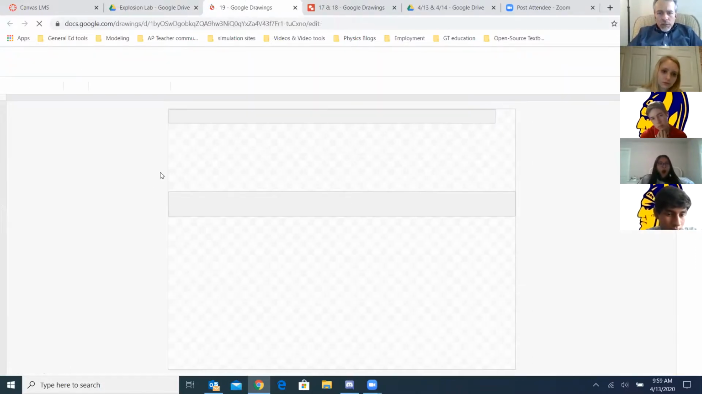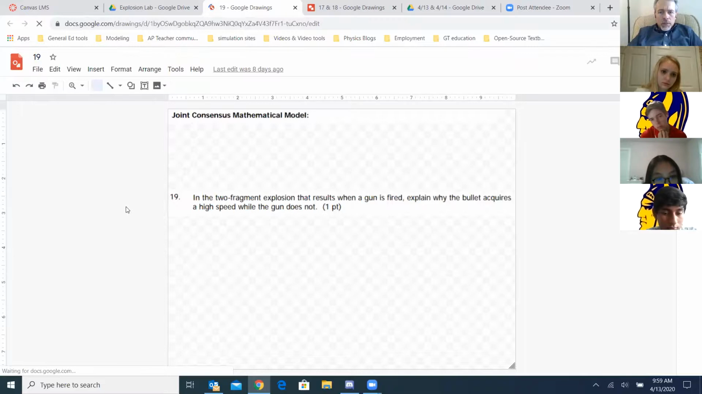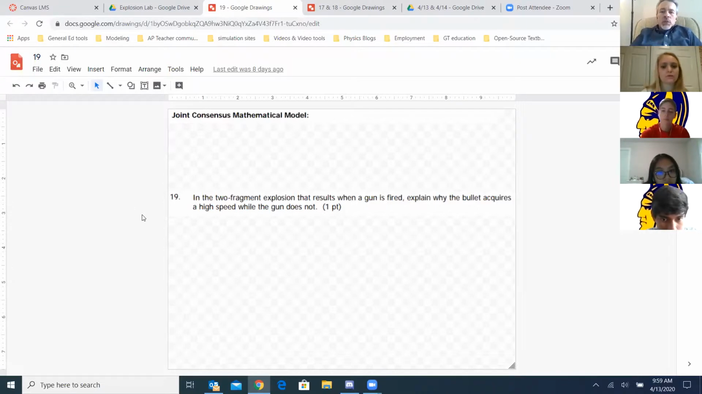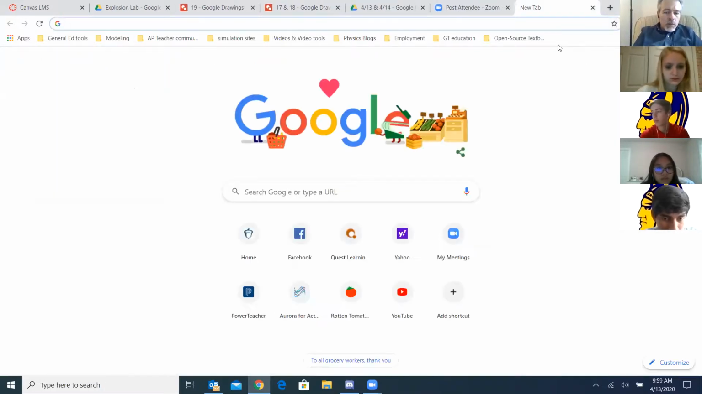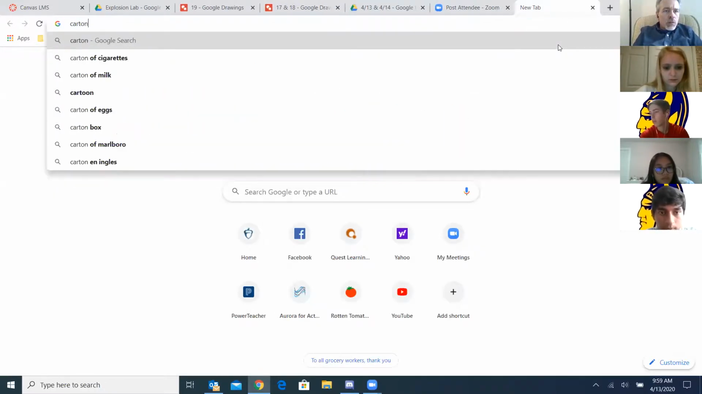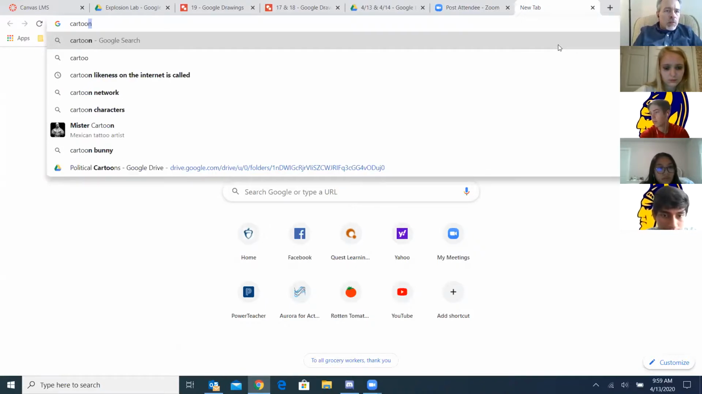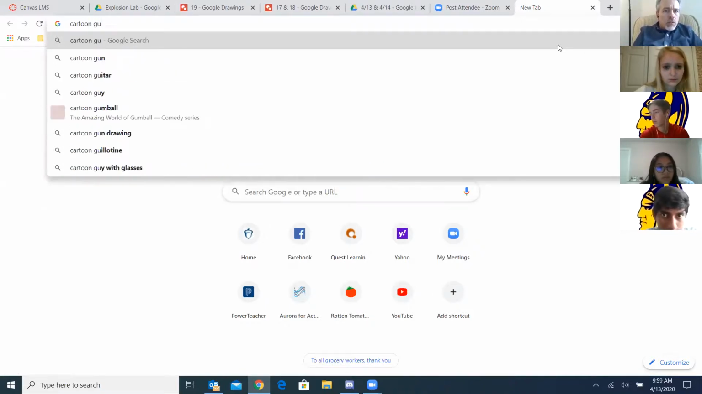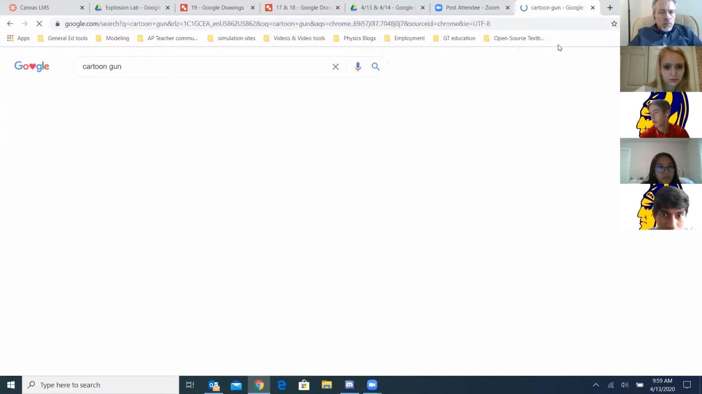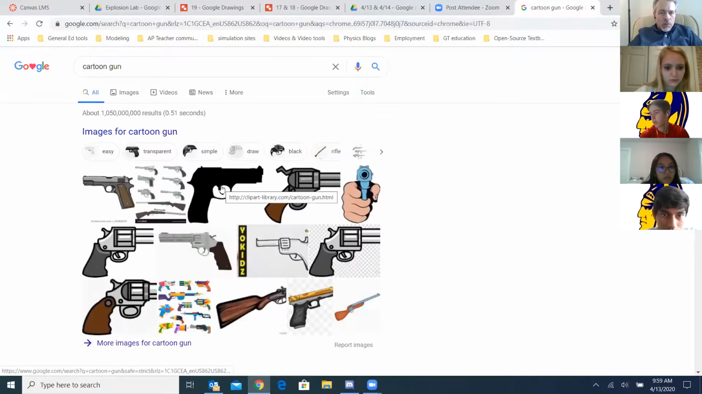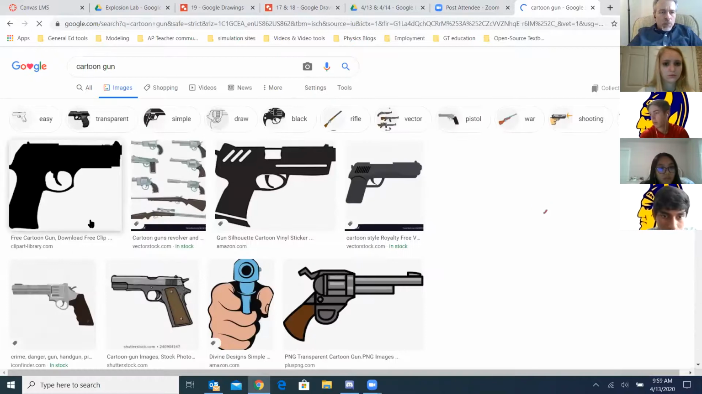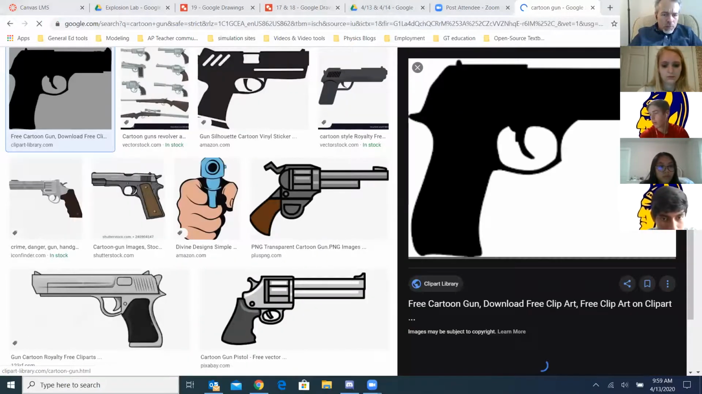Number 19. Oh, I don't want to whiteboard this one either. In the two fragment explosion that results when you fire a gun. So let's see, I think I'll just look on the web for a cartoon gun. See if I can find one. There we go. All right, so let's see if I can copy and paste this, snip.